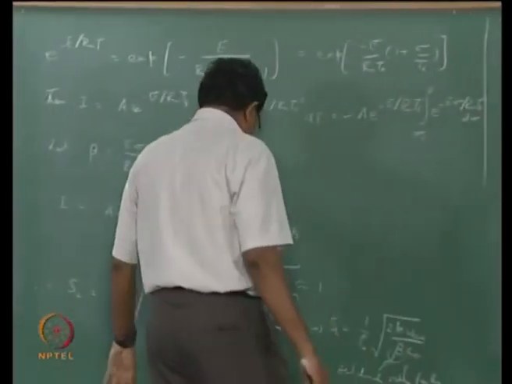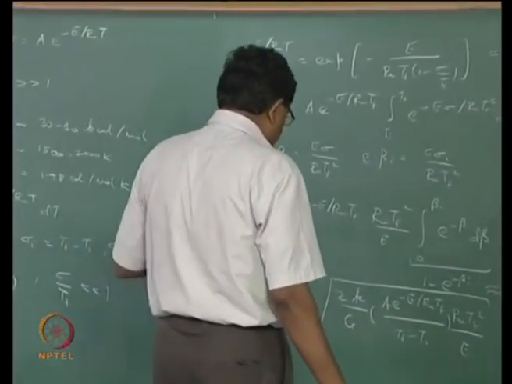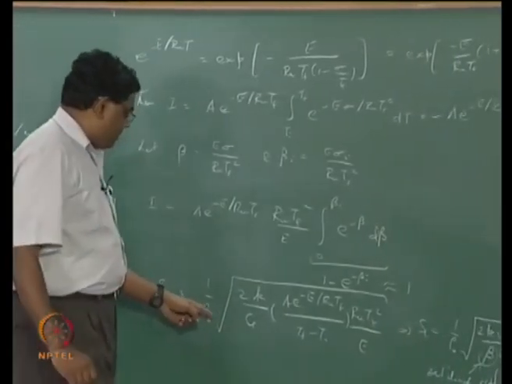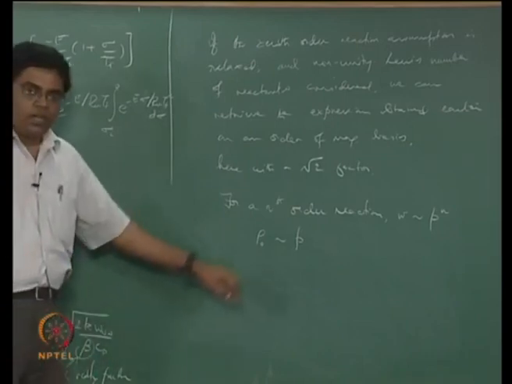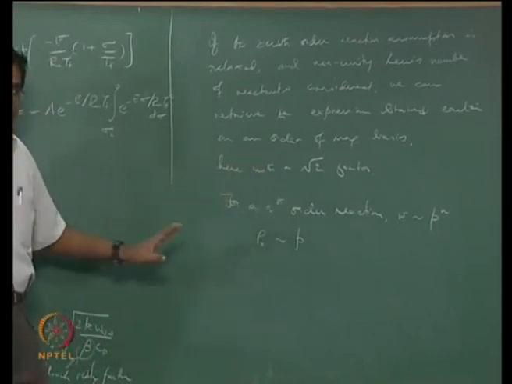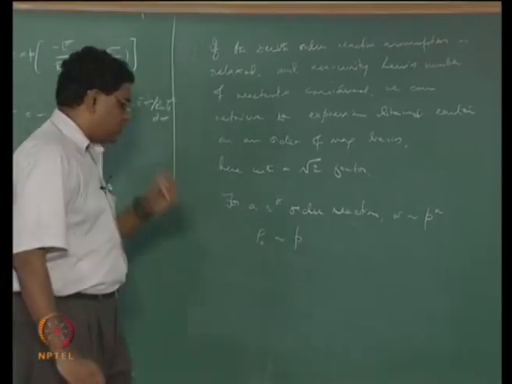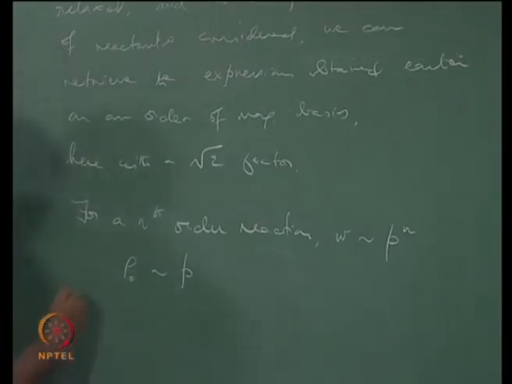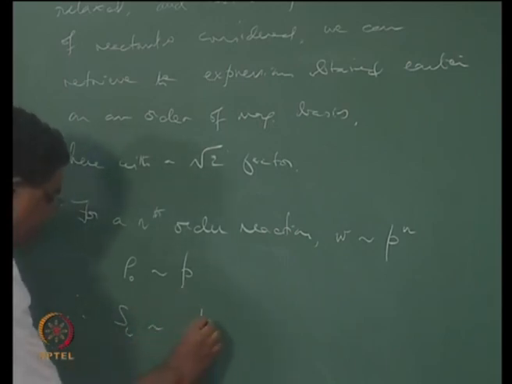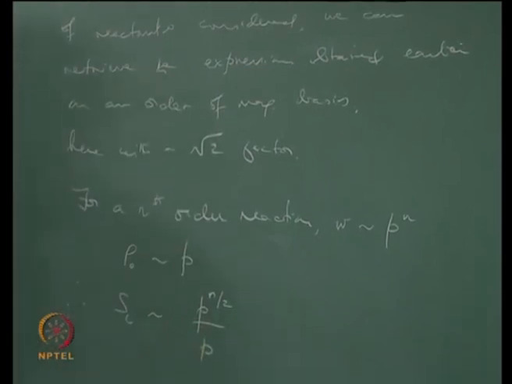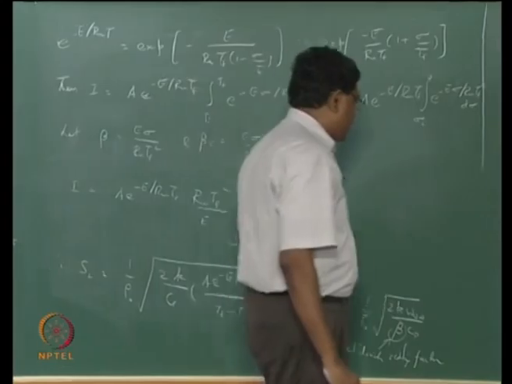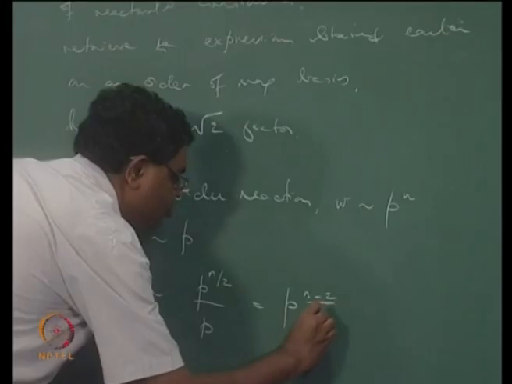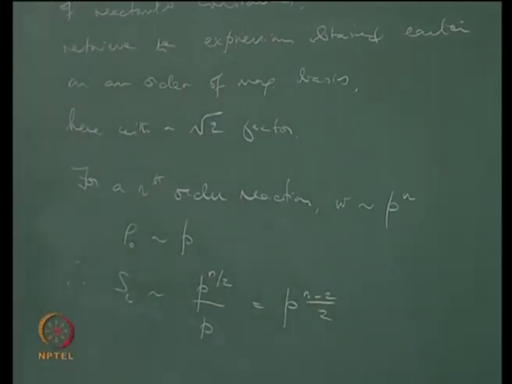Now what you have is rho naught in the beginning, right. So rho naught goes as P. I don't want to say P naught because we are assuming the pressure to be constant. It doesn't matter whether it's P naught or P infinity. We're just talking about a more or less constant pressure deflagration here. Therefore, your SL is going to go as P to the n by 2 divided by P, n by 2 coming from having W depend as P to the n and then under square root. Therefore, you are going to have this as P to the n minus 2 divided by 2, or you can say n by 2 minus 1.